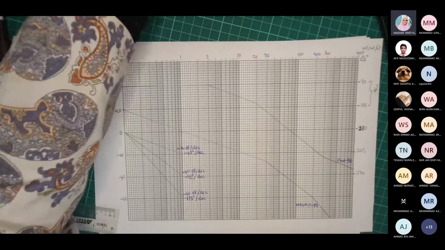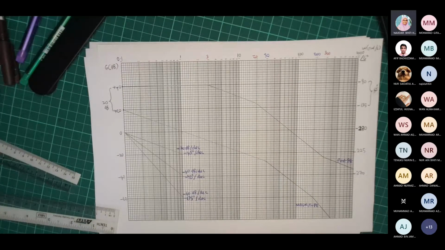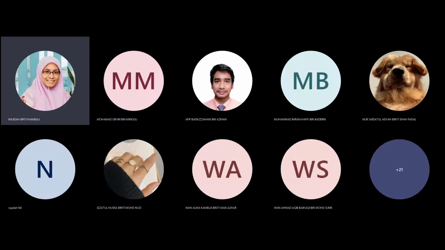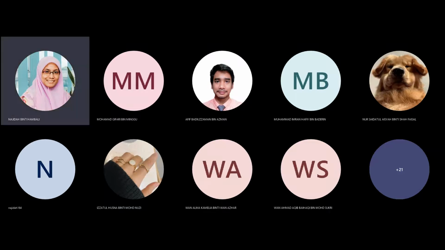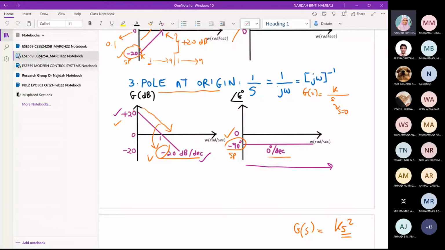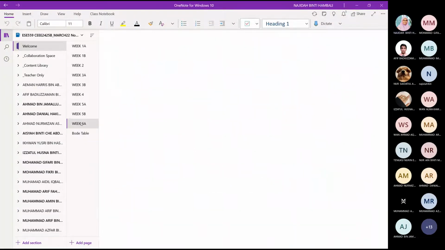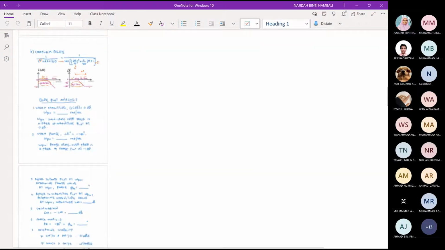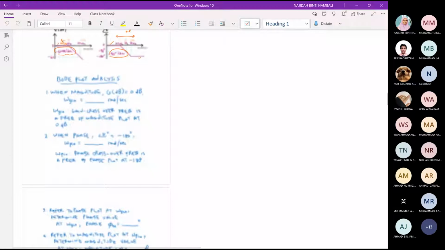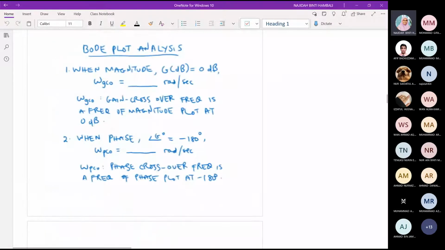Okay, I'll stop sharing this part first. I want to go back to our lecture notes on Monday, where we have the analysis part after the frequency response theory. This one, group B. Okay, this part. Okay, let's continue on the Bode plot. You plot your Bode plot.